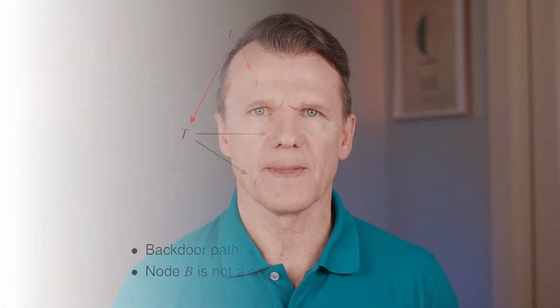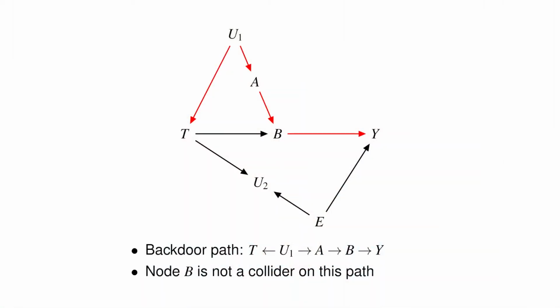As a warming up, let's consider this graph. There is only one backdoor path between T and Y. It starts with an arrow pointing to T and goes to U1, to A, to B, and to Y. Is it unconditionally blocked? No, it's not. There is no collider. Is not B a collider? It's not. So this backdoor path is open.